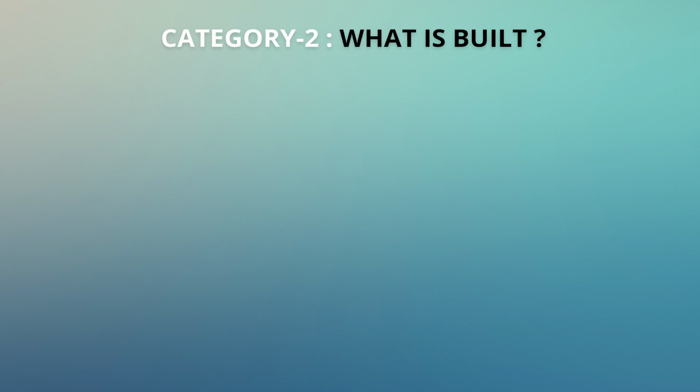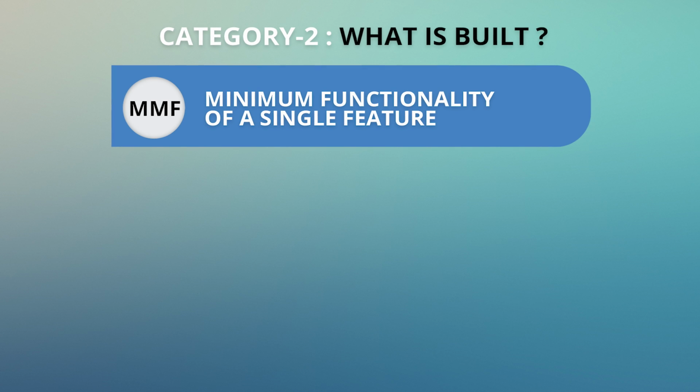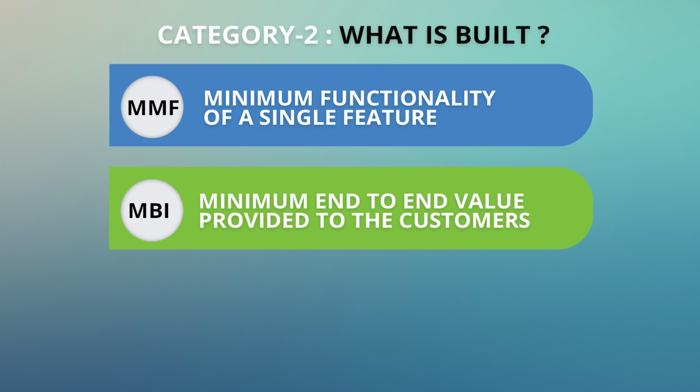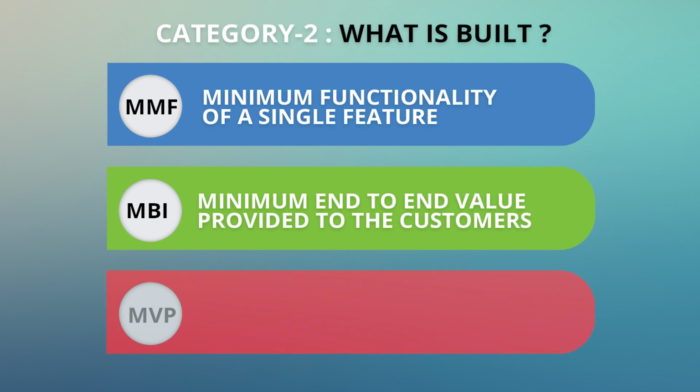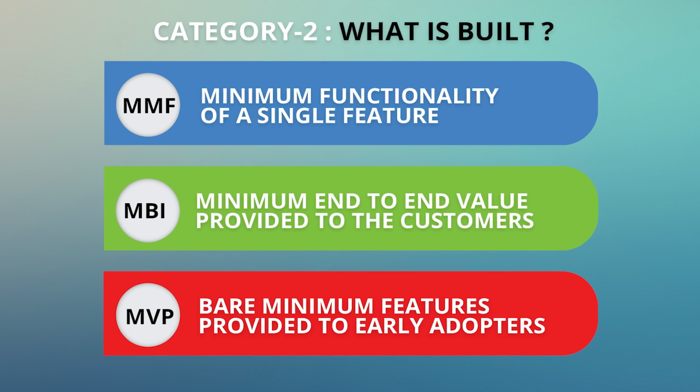Now looking at second category, what is actually built? So for minimum marketable feature, we build a single feature, whereas on the other hand, minimum business increment, we create an end-to-end functionality which provides value to the customer. MVP is created for early adopters, and we create bare minimum features that the early adopters can test, try, and provide us feedback.